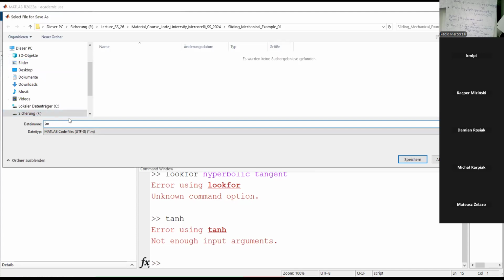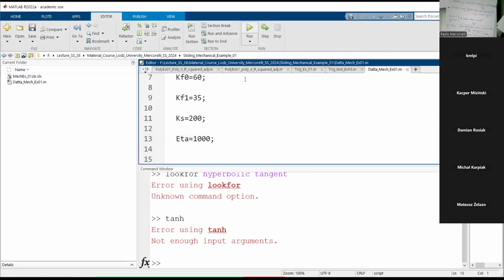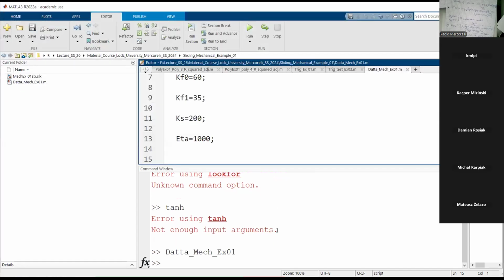Let me see. If I forgot something, we can, let me save, like data make example 01. Let me run. If I forgot something, we can see later. We can see here the data. Now let me come back to Simulink.